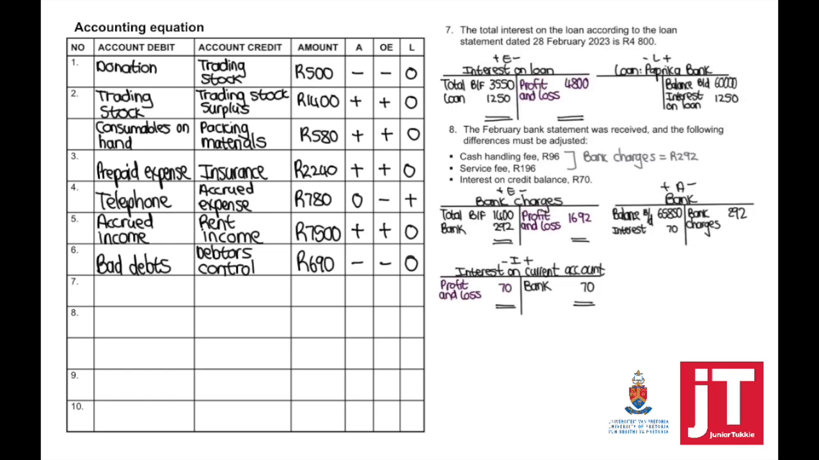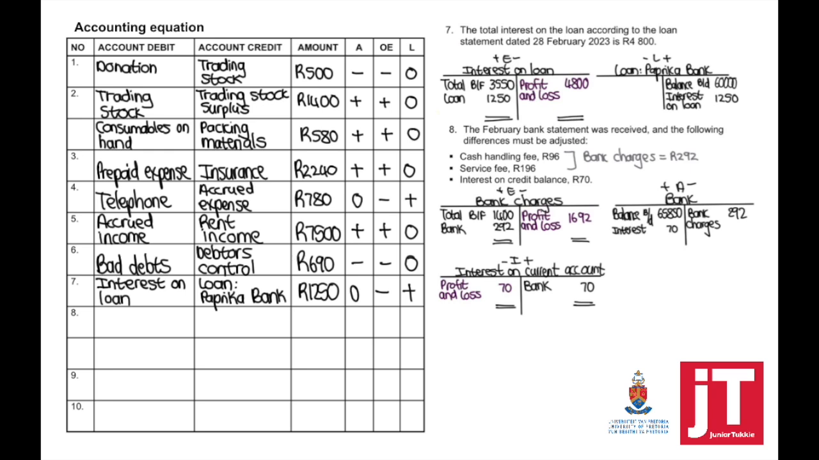Adjustment number 7, the total interest on the loan. Interest was capitalized and interest was still outstanding, which means account debited: interest on loan, account credited: the loan account. Because my expense increases, it will have a negative effect on the owner's equity, liabilities plus.